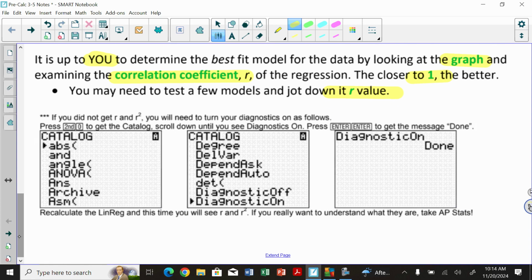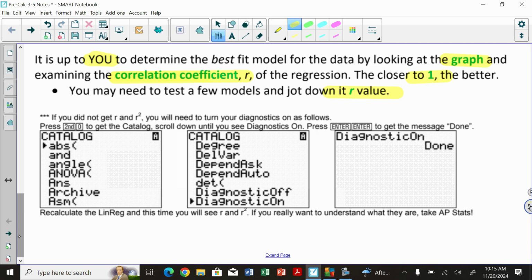One thing we want to talk about is, if you didn't get, I'll give you a handout with some of this regression sheet on here, and this part is on there, but if you did not get an R or an R squared value when you start to calculate these things, then you need to turn on your diagnostics, and you can do that with the following steps.